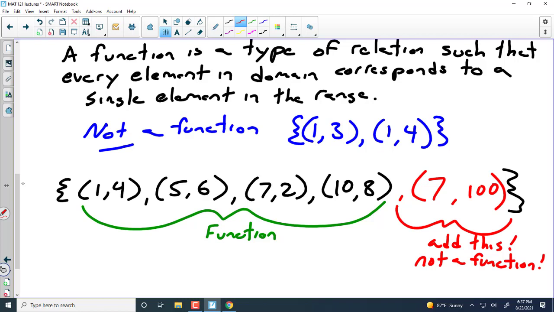Now it's not a function because 7 corresponds to both 2 and 100. And that's what we said. To be a function, you need it so every element in the domain, 1, 5, 7, 10, corresponds to a single element in the range, not more than 1. Function. Done. Oh, I'm sorry. When you put this on, not a function.